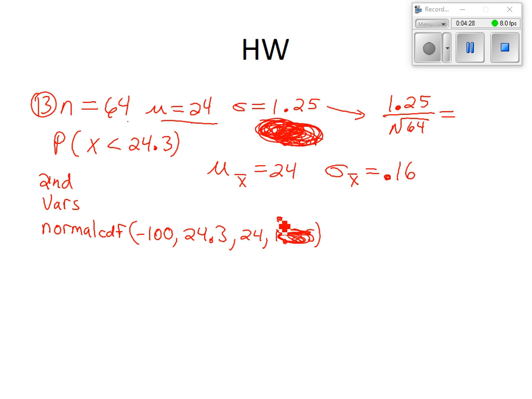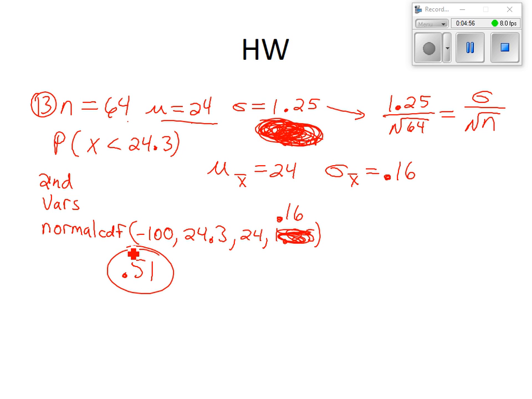So make sure you're doing that, because we've got a test coming up, probably next week. So punch that in. You take the standard deviation and divide it by the square root of n. You get 0.51. And for the normal CDF, the lower limit is like negative 100, negative 1,000, whatever.